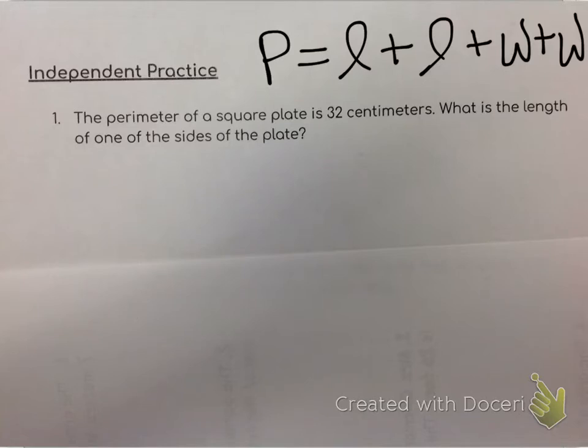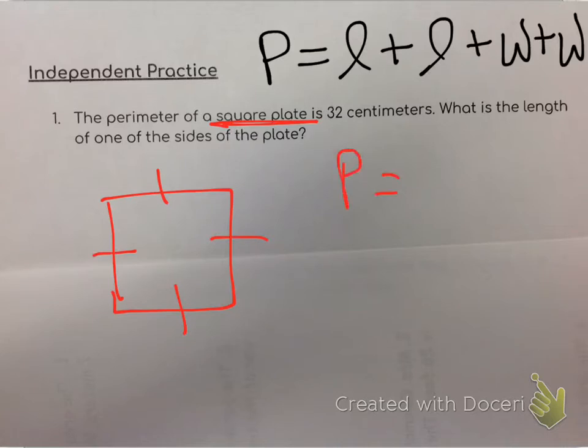So this question says the perimeter of a square plate. First, I know what we are talking about, a square. I'm going to go ahead and draw it, and I know that all of the sides are equal. And we know that the perimeter is 32 centimeters. A thing that I tell the students is to write down what you know as you go so you don't get overwhelmed at the very end of the question. They want us to find the length of one of the sides.